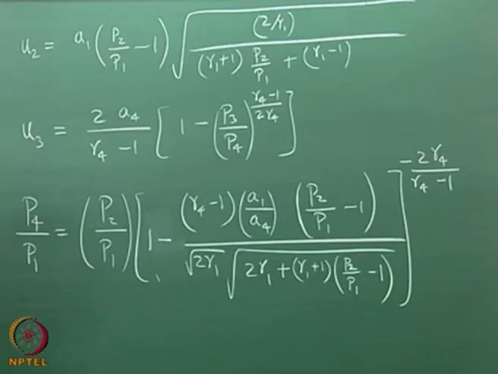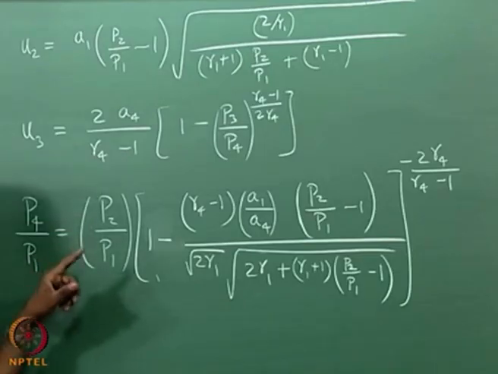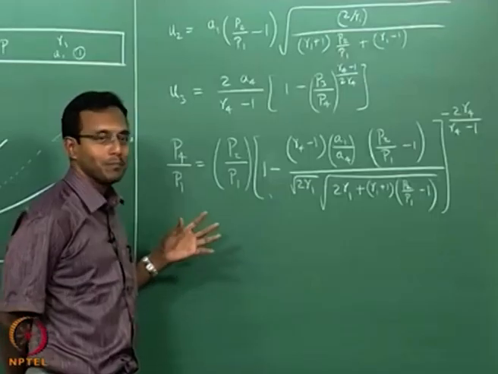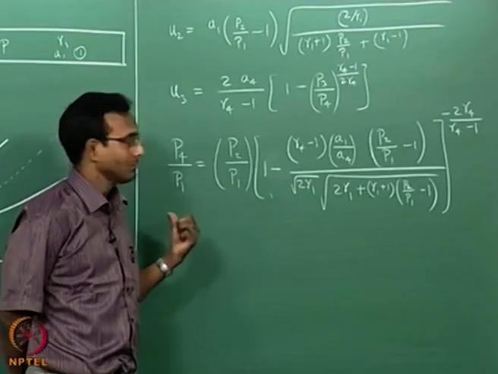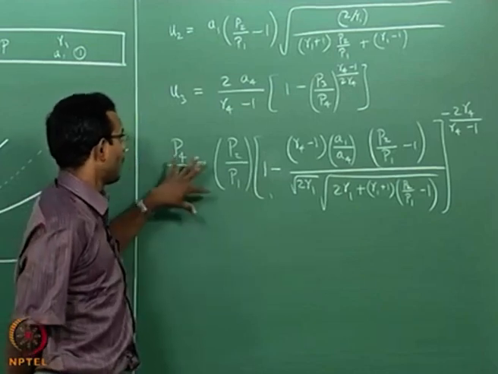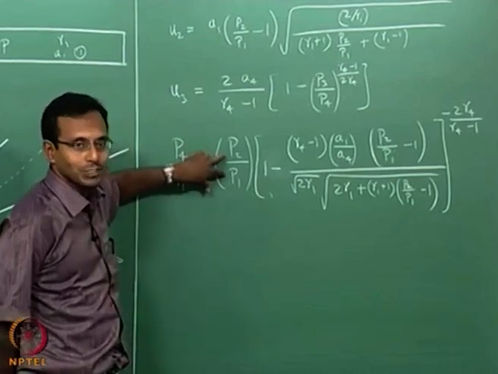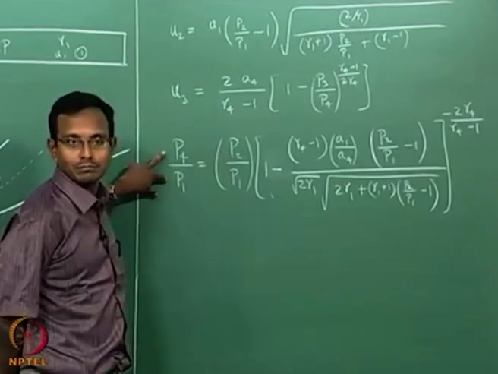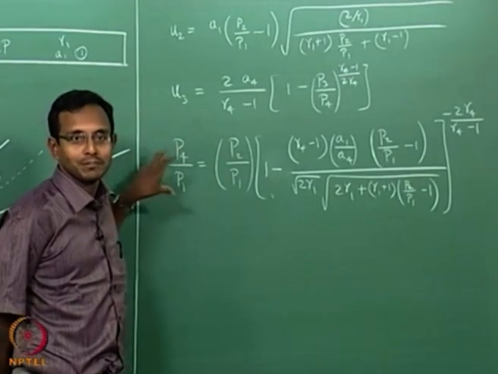Now I have P4 by P1 in terms of P2 by P1. The way I want to look at this expression is, for a given gamma 4 and gamma 1 and A1 and A4, that is I pick the gases 1 and 4. If I want a particular P2 by P1 across the shock, then I have to choose this particular P4 by P1. That is the expression I am having here.